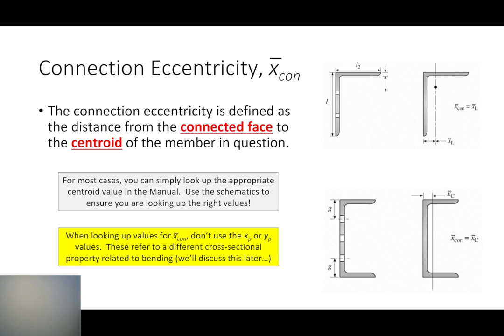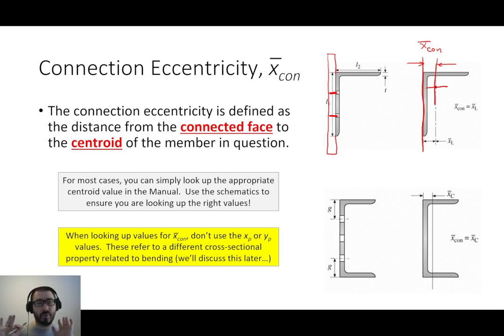So let's think about what's going on here. There's more than likely going to be some plate or some member right here that it's connected to, right? That's where the bolts are going through, etc. So what is the connected face? This is the connected face right there. Now it's an angle, so the centroid of that angle is probably somewhere like right there, where that cross is. So the distance from the connected face to the centroid, that's x bar sub CON. Okay, that's what that term means.